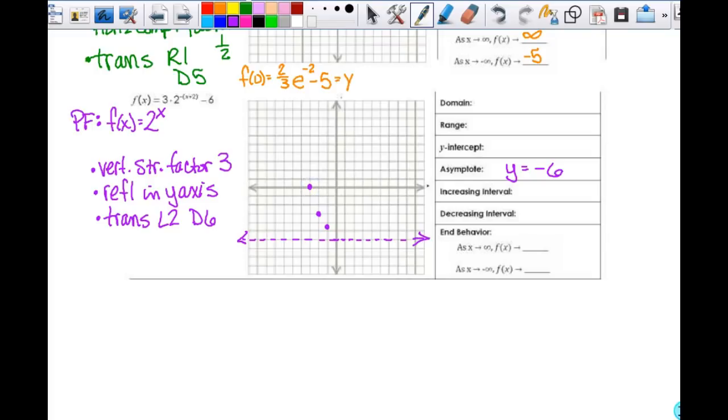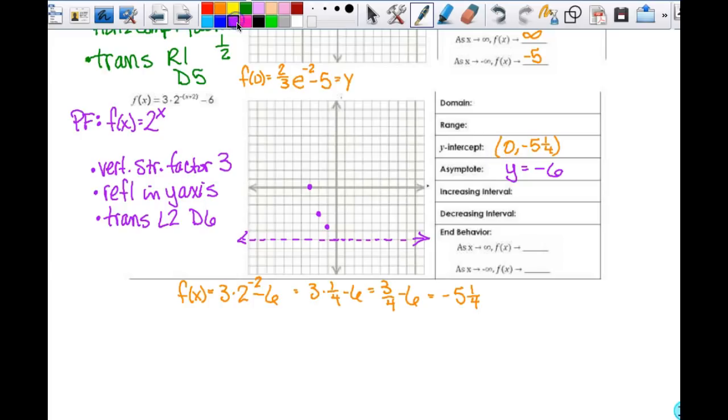Okay, so what I'm missing here is my y-intercept. So that's when x is 0. So I get 3 times 2 to the -2 power minus 6. So 2 to the -2 power is 1/4. So this gives me 3 times 1/4 minus 6. So that's 3/4 minus 6, which would be -5 1/4. And this is one of the very few times where a mixed number is fine. Improper fraction is fine too. So this is 0, -5 1/4.